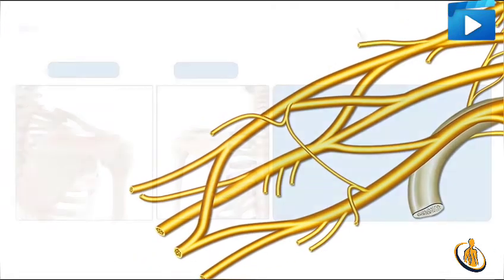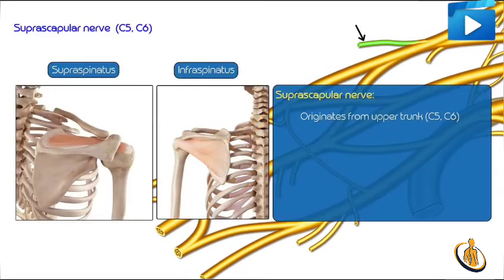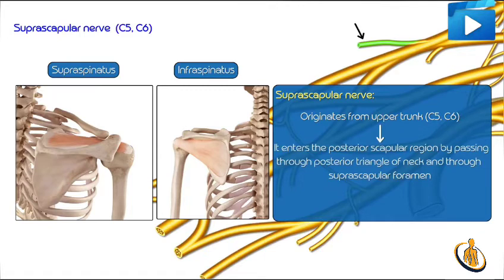So the suprascapular nerve originates from the upper trunk, so obviously it has a root value of C5 and C6, where it enters the posterior scapular region by passing through the posterior triangle of the neck and through the suprascapular foramen, where it gives innervation to the supraspinatus and infraspinatus muscles.